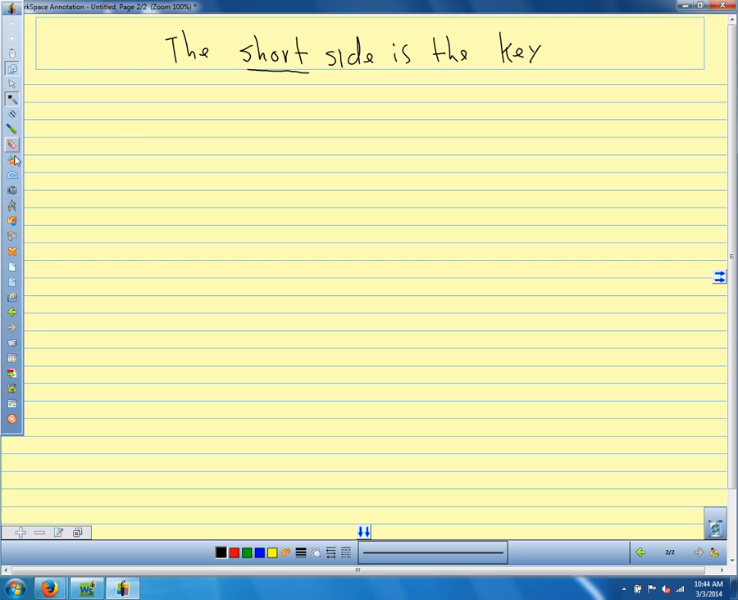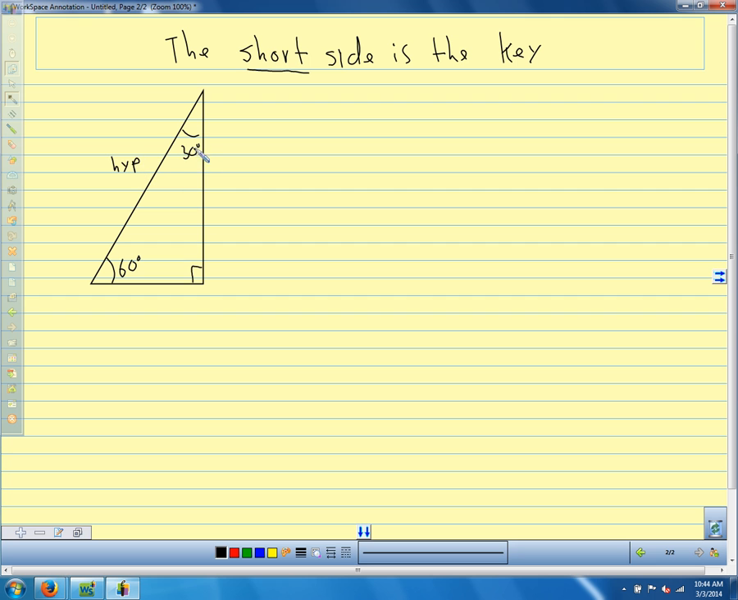So here's our picture. Here's my 30, 60, 90 triangle. And we're going to label our sides, kind of like we did for the 45, 45, 90. This is the hypotenuse. The short side is always across from the 30-degree angle, across from the smallest angle. And the long side is across from the 60-degree angle.